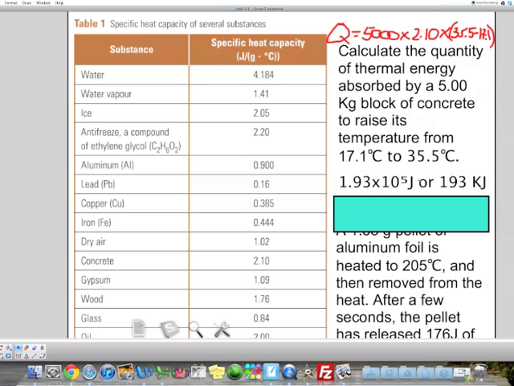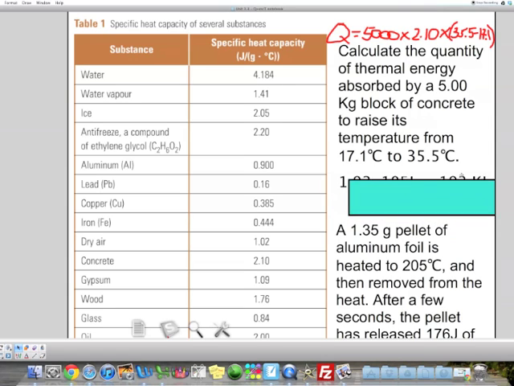Now again, because this number is fairly large, most often we're going to tend to express the answer in kilojoules, so we will divide this by 1,000 to get 193 kilojoules. It's much easier to express our final answer in this number than in this one. It just makes more sense, looks better, it doesn't look as big.